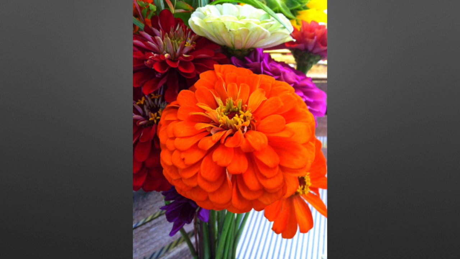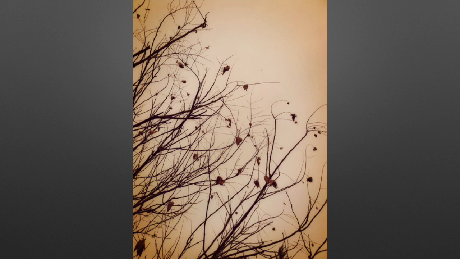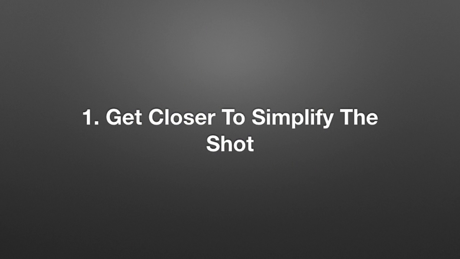It's essentially crafting your photo so that the viewer sees what you want them to see and how you want them to see it. We're going to look at 6 different aspects of photo composition and how to use them to enhance your photos. The first trick is to get closer to simplify your shot.